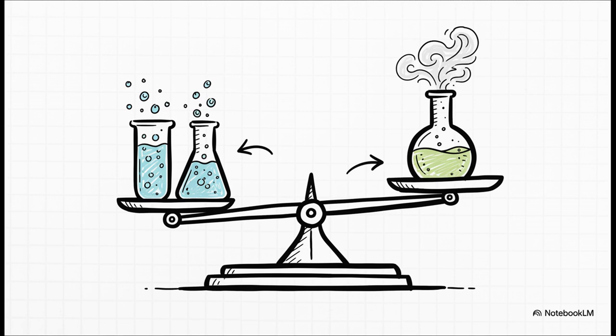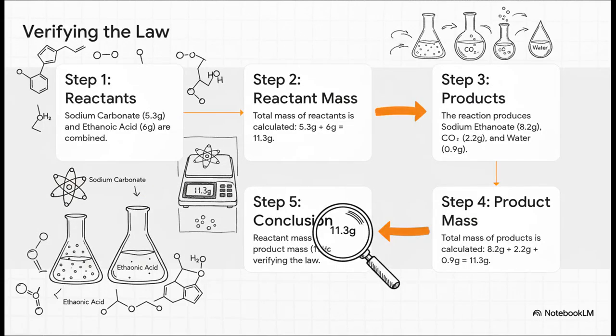A guy named Antoine Lavoisier figured out that you can't just make stuff appear or disappear in a chemical reaction. It sounds simple, right? But it's a huge deal. It just means that whatever you start with, mass-wise, is exactly what you end up with. Nothing is created, nothing is destroyed. And we can actually prove this.